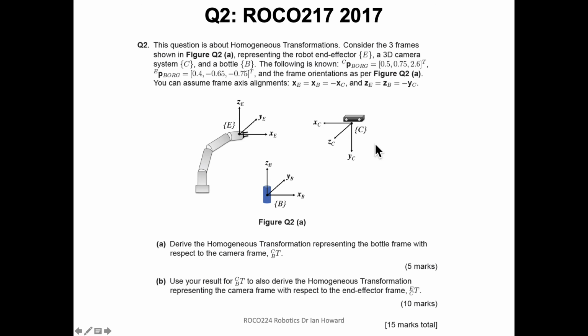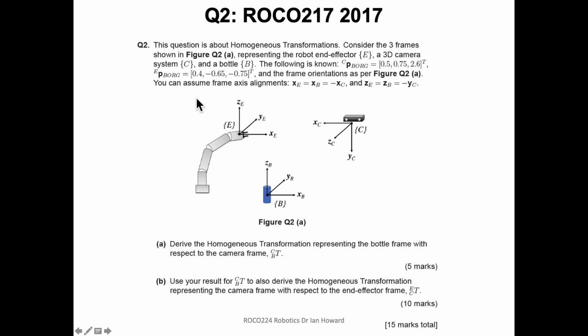And what we're told is basically that E relates to the location of the end effector. This is the end effector frame. C relates to the camera frame, and B to the bottle frame. And we know various translations. We know CP Borg. So in other words, we know the location of the origin of frame B within the coordinate frame of C, right? That's what this translation gives us.